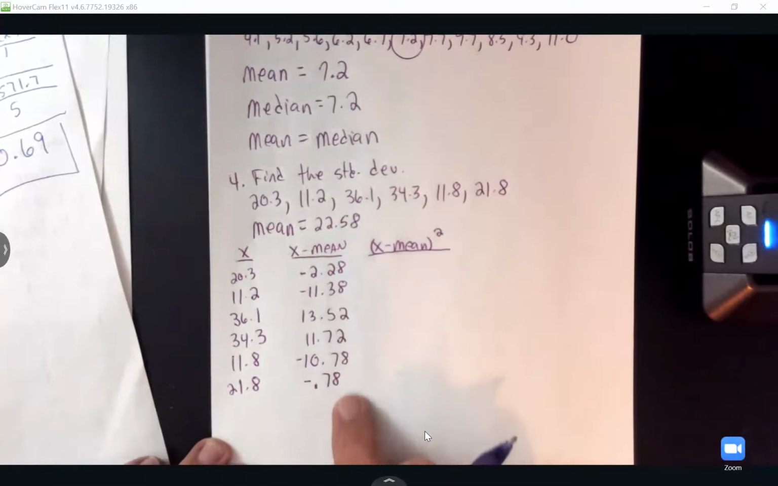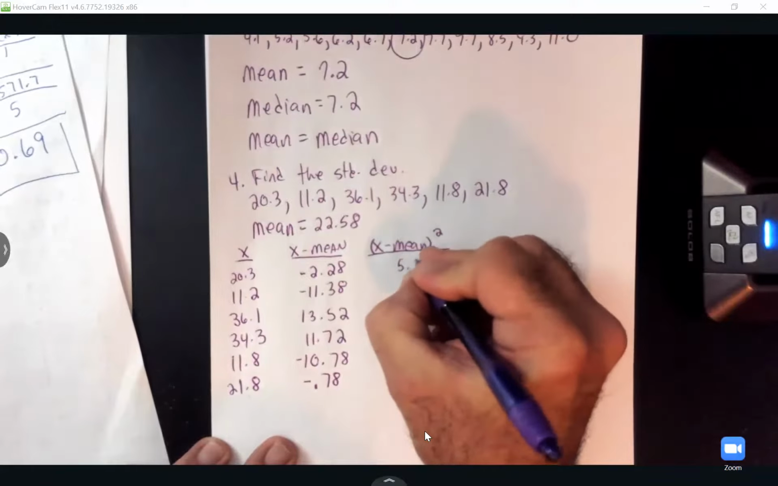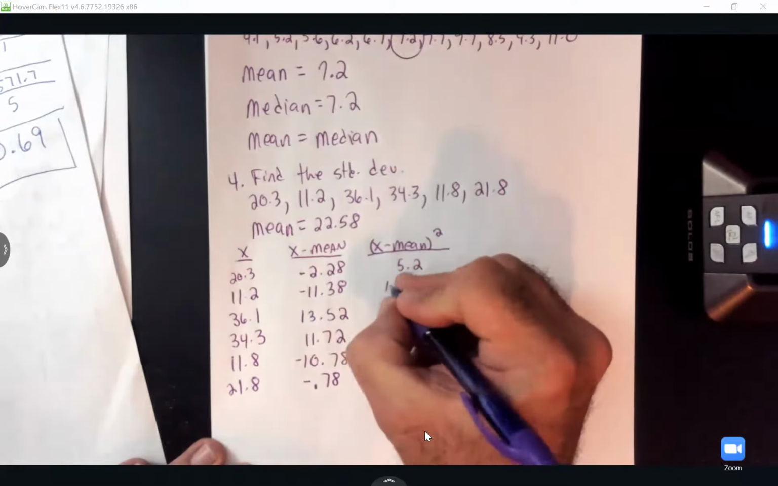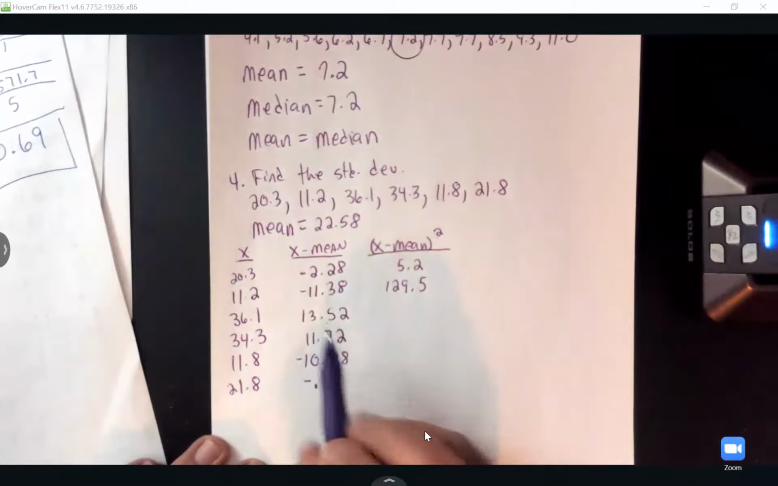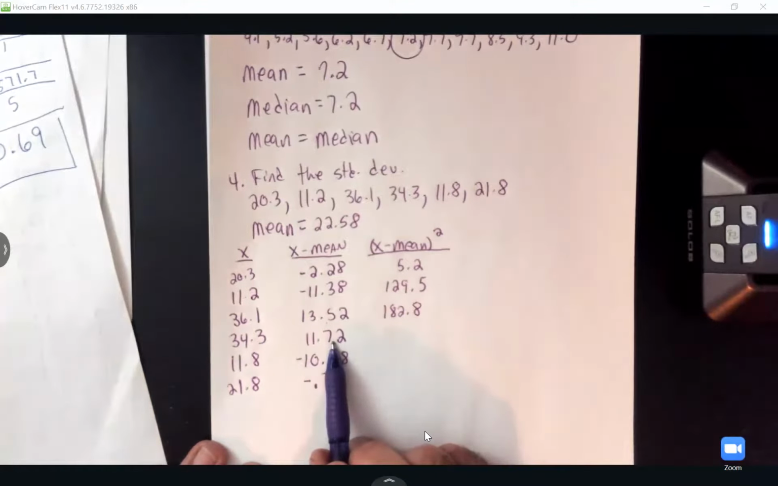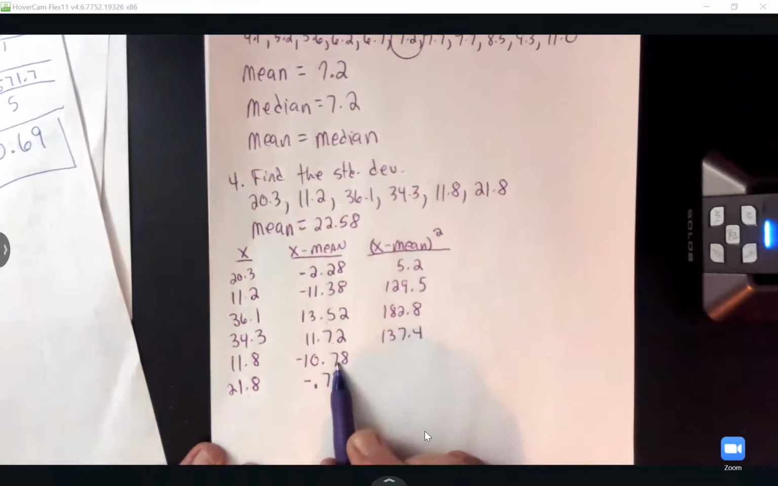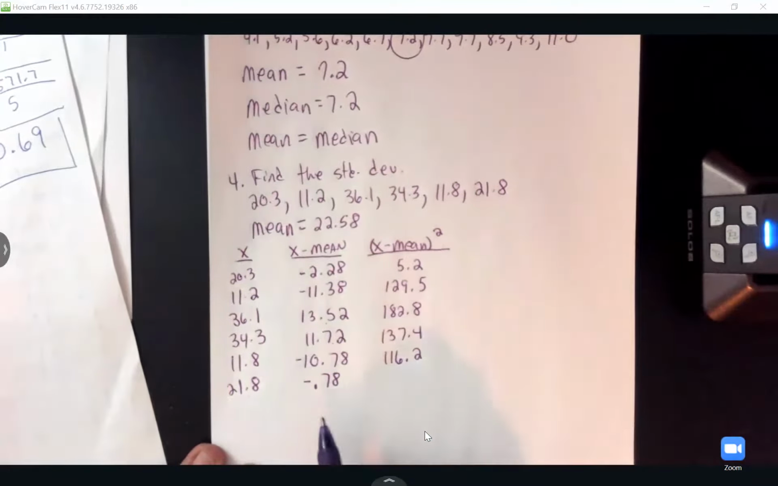So now we square all the deviations. Negative 2.28 times a negative 2.28 gave me 5.2. Negative 11.38 times a negative 11.38 gave me 129.5. 13.52 times 13.52 gave me 182.8. 11.72 times 11.72 gave me 137.4. Negative 10.78 times a negative 10.78 gave me 116.2. And then finally, the negative 0.78 times a negative 0.78 gave me a 0.6.